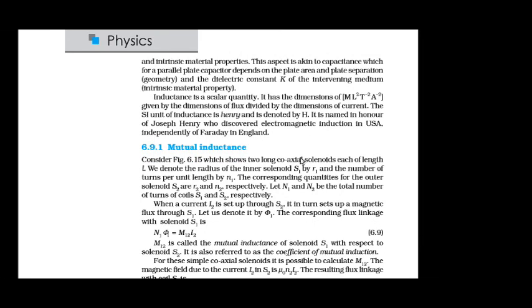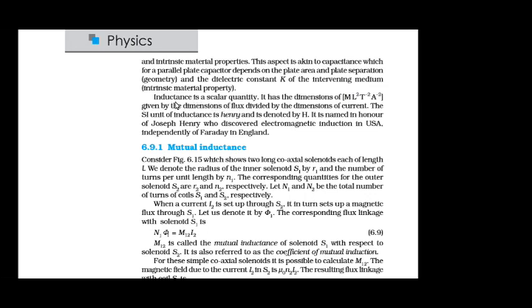and intrinsic material properties. This aspect is akin to capacitance, which for a parallel plate capacitor depends upon the plate area and plate separation, geometry, and dielectric constant K of the intervening medium, that is, intrinsic material property.